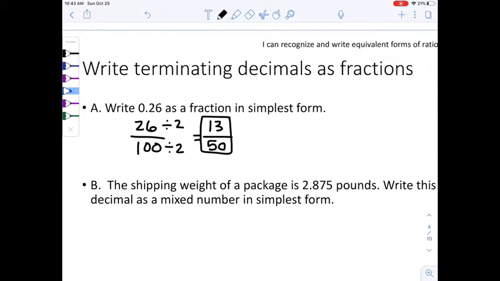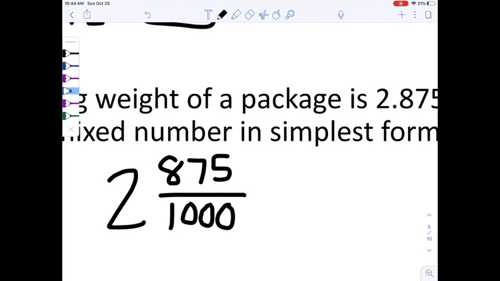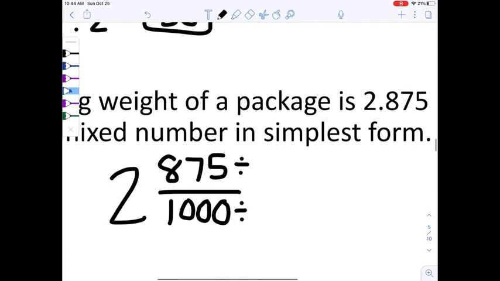The shipping weight of a package is 2.875 pounds. Write this decimal as a mixed number in simplest form. So again, we just write it as it sounds. 2 is our whole number. And then we have 875 thousandths. So I write that as 875 over 1,000. And then I have to write this in simplest form. So I'm going to divide both the numerator and the denominator by, let's start with 25.